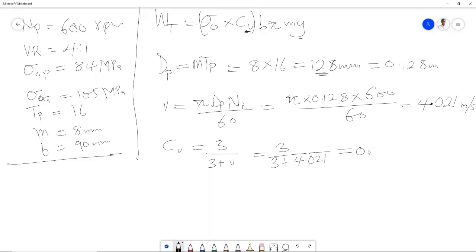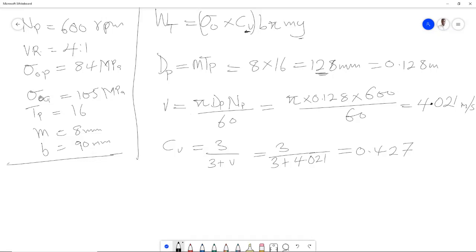Okay, so we have 0.427 as the velocity factor. Then from here, we can determine which of the two gears is stronger, and that will help us to know which one to use for the design.